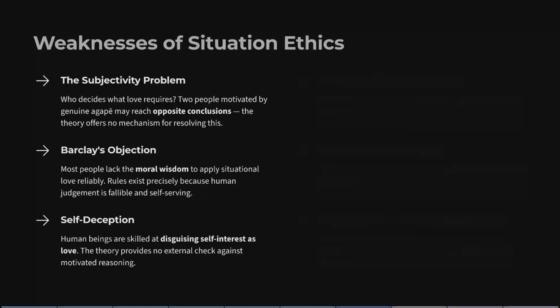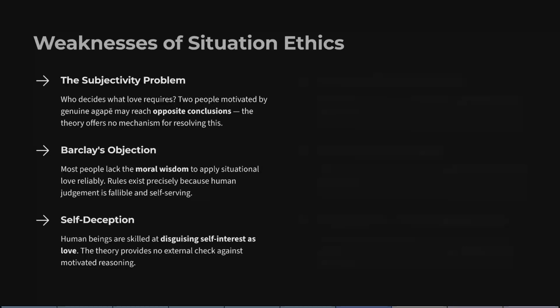The subjectivity problem. Who decides what love requires? Two people motivated by genuine agapē, approaching the same situation with full moral seriousness, may reach entirely opposite conclusions. A doctor and a patient may both be motivated by love and disagree completely about whether euthanasia is the loving act in a terminal case. The theory has no mechanism for resolving this disagreement. It cannot tell you who is right. It can only tell you both were trying to love. And that's philosophically unsatisfying at exactly the moment when clarity is most needed.